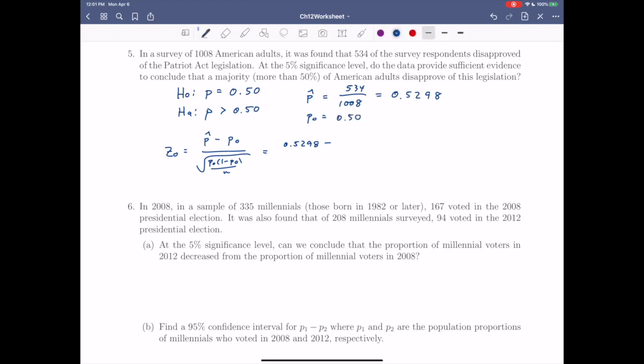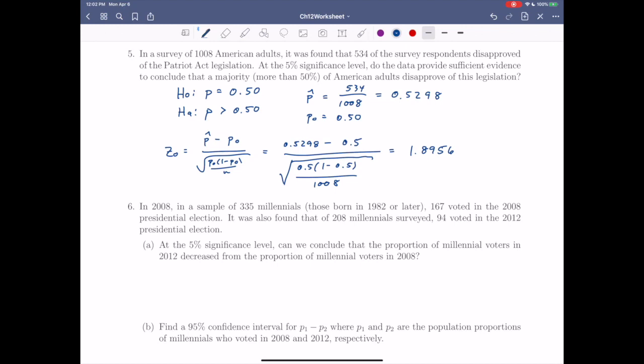That's the value that we have as our null hypothesis, that the population proportion is equal to 0.5. And then in the denominator, we put in p0 is 0.5, so this is 0.5 times 1 minus 0.5 all over n. N was 1,008. And it turns out when you crunch the numbers, what you end up with is a z-value of 1.8956.